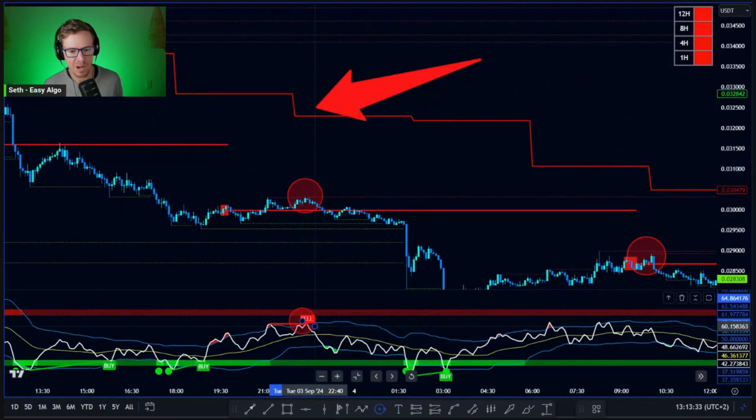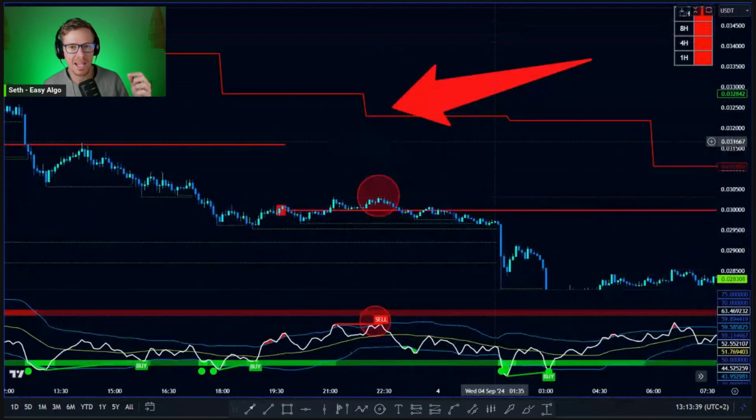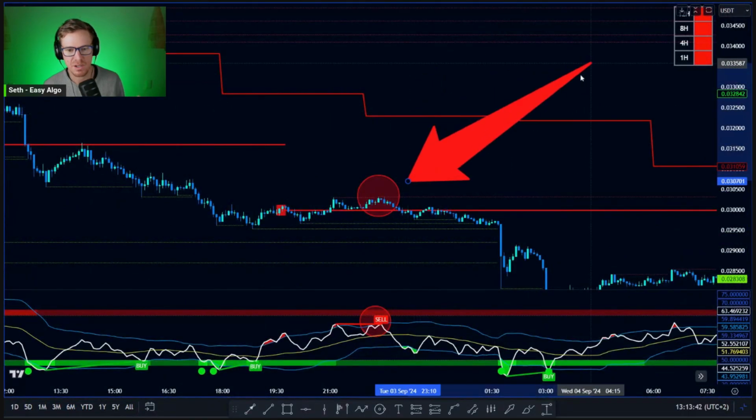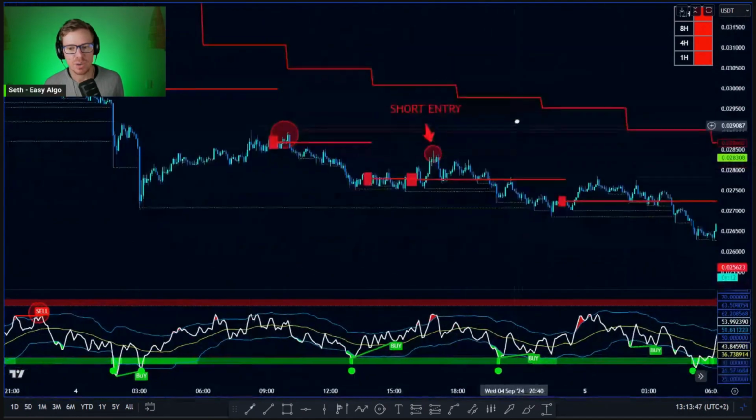You can see it also marks divergences. When the TDIX marks a divergence, that is also a high probability reversal zone. So this would have been another entry, but I missed all of those entries. I ended up entering over here.